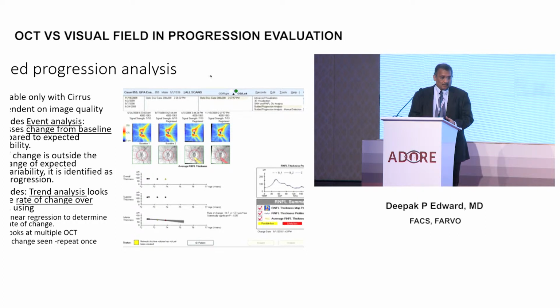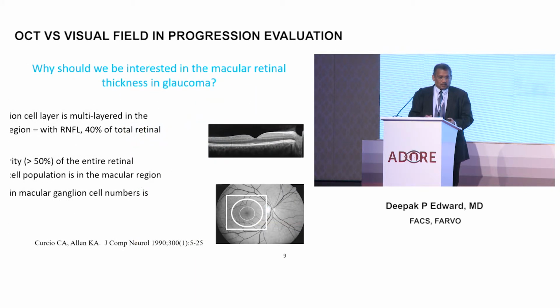On the other hand, trend analysis provides a change over time. It uses linear regression to determine if there's change over time, and that's determined in different quadrants. It looks at different OCTs and gives you a graph-like representation that you see in the bottom panel. So my advice is, if you see a change, try to repeat the OCT once to confirm, just like you do with visual fields, that this change is real. Now, why should we be interested in the ganglion cell layer?